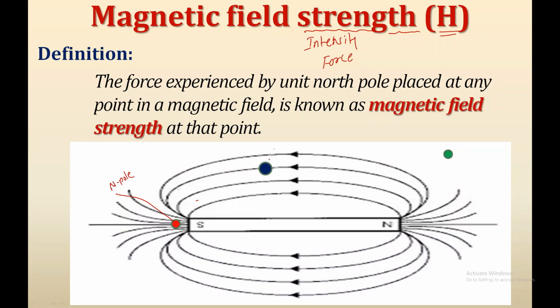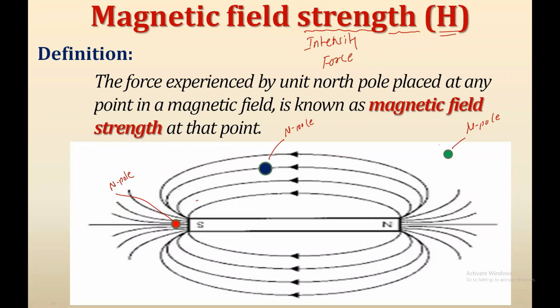If I place the n pole here, then definitely the force that exists on this n pole is quite less than the force on that first pole. Is it right? And if I consider the n pole at this point, definitely it will experience a very small force, or no force.